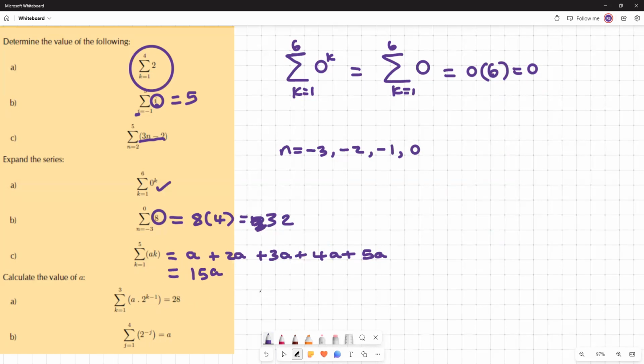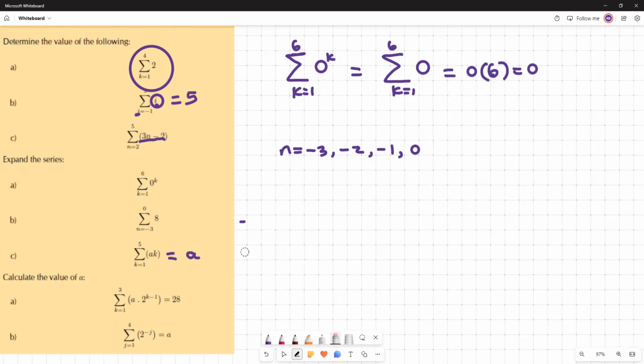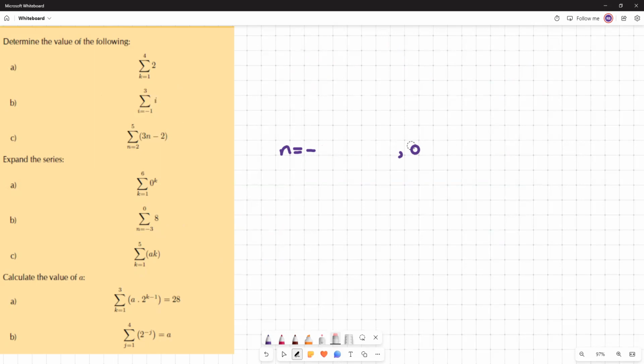Perfect. Now, this part looks interesting. Let's see how we're going to approach that. Let me just erase here and create space. Okay. On this one, they say calculate the value of what? Of a. We need to get the value of a, right? Okay, let me write my sum here. So the sum of terms from k equals to 1 to k equals to 3 of a dot 2 to the power k minus 1 equals to 28.